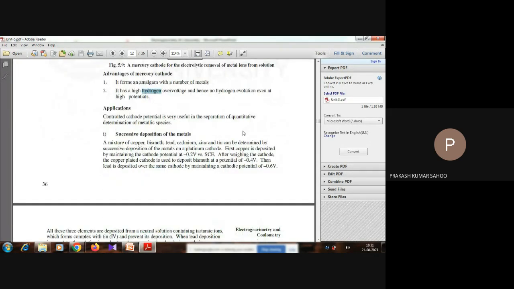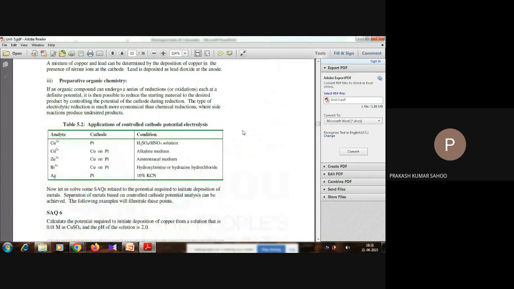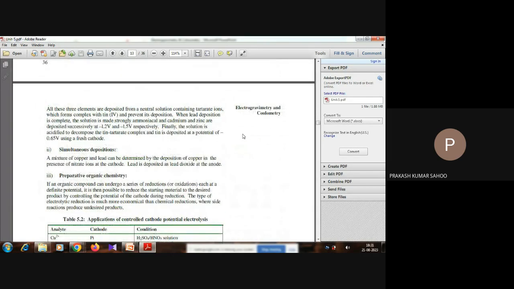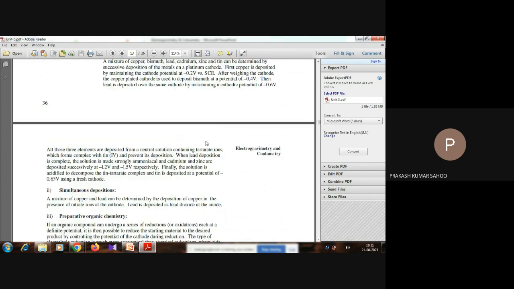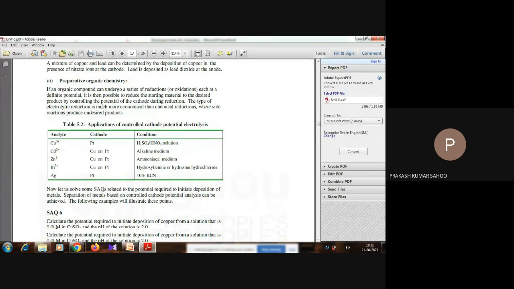Okay. Then successive deposition of the metals, one by one the metals get deposited depending on their standard reduction potential. Like cadmium and zinc, ammoniacal cadmium and zinc. They are deposited successively at minus 1.2 volt and minus 1.5 volt. So first cadmium will be deposited followed by zinc. Okay. So this type of thing is there, the deposition of successive metals, then preparative organic chemistry.